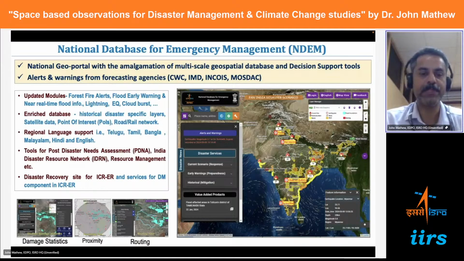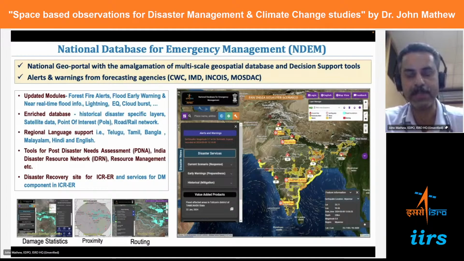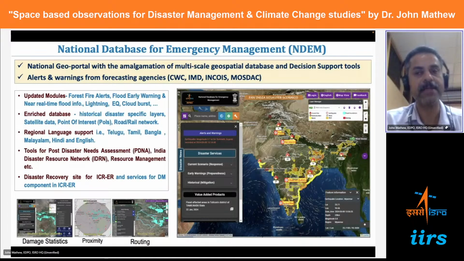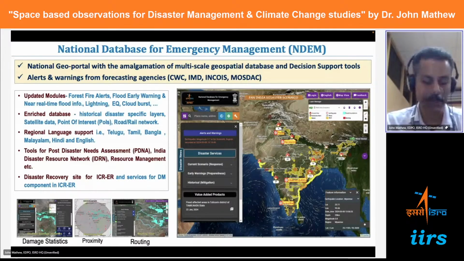And this NDEM dashboard, which you can see on the right hand side, gives the current status of disasters in the country, and it also broadcasts the forewarnings from major agencies like CWC or IMD regarding various disasters like floods, earthquakes or coastal inundation, etc. This system also has decision tools for decision support. For example, if there is a disaster, you can find out the nearby hospitals and nearby schools for relief or rehabilitation, etc. It also gives damage statistics. If there is a flood, how much area is inundated, which houses are affected, etc. This information is available, and this was developed by ISRO on behalf of the Ministry of Home Affairs.